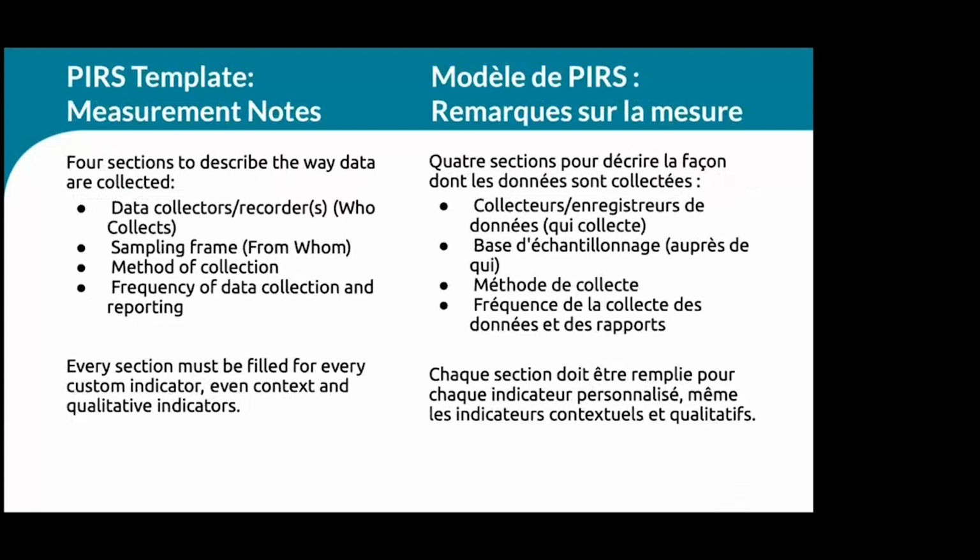And measurement notes. So how is the data actually collected? Who is collecting it? From whom are you collecting the data, what's the method, and then what's the frequency. And for every custom indicator, each section of the PIRs needs to be filled, even for context and for qualitative indicators.